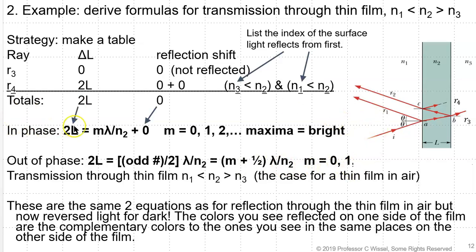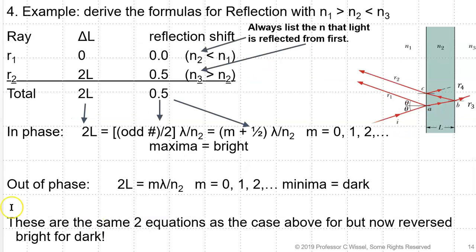Now, this means that the in phase one will have certain colors. The out of phase one will have the complementary colors. In other words, the one that goes through will have certain colors, and the one that gets blocked out will be the complementary colors. These are the same 2 equations as for reflection through a thin film in air, but now reversed: light for dark. The colors you see reflected on one side of the film are the complementary colors to the ones that you see in the same places on the other side of the film.